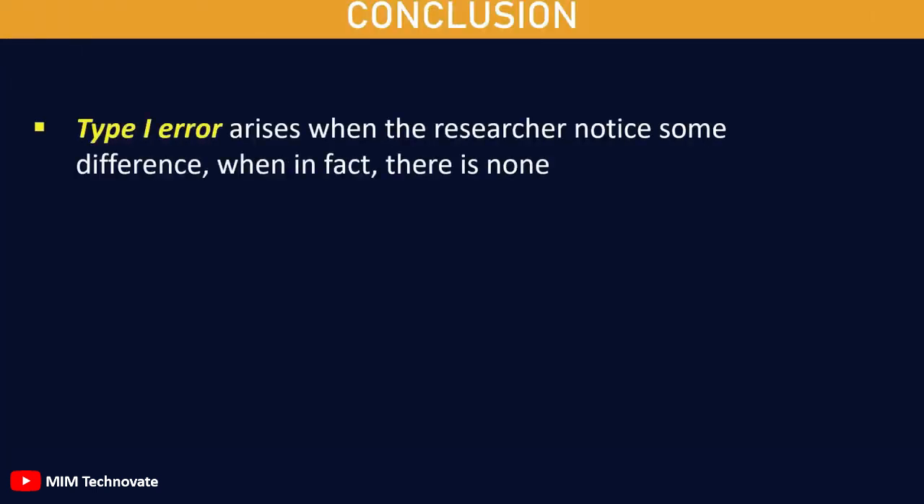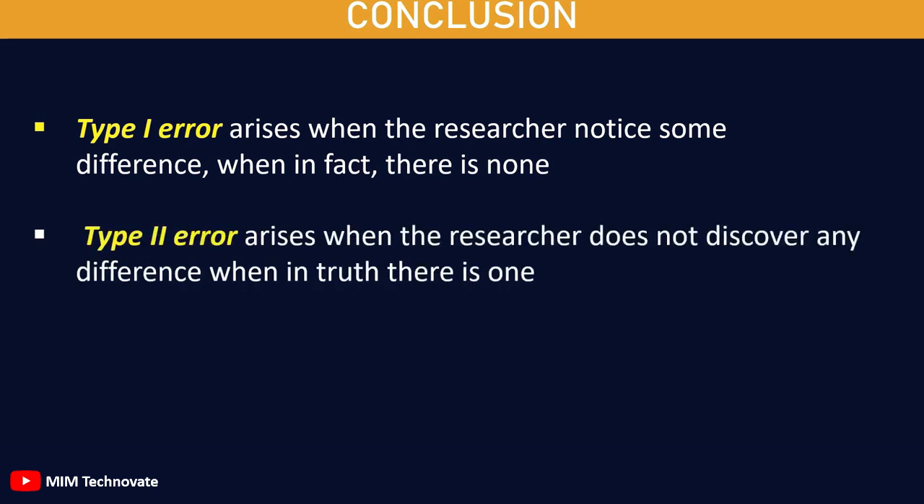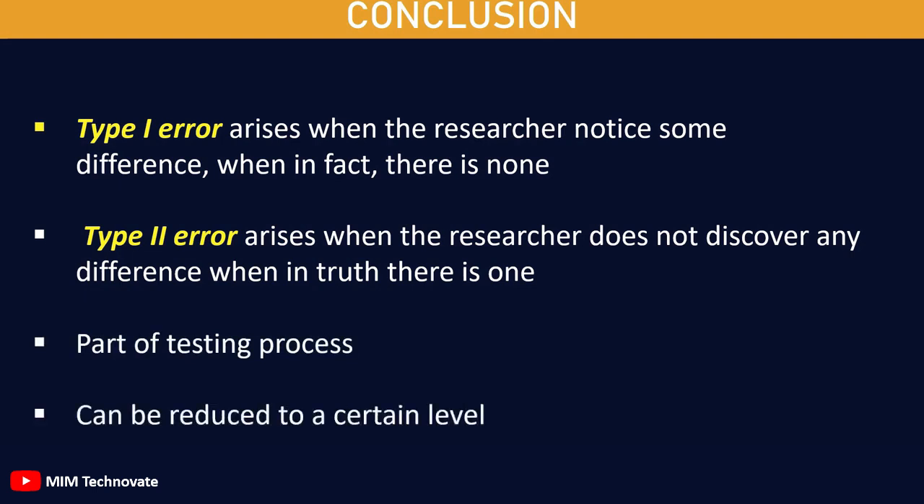Conclusion: Type 1 error arises when the researcher notices some difference when in fact there is none. Whereas type 2 error arises when the researcher does not discover any difference when in truth there is one. The occurrence of the two kinds of error is very common as they are a part of testing process. These two errors cannot be removed completely but can be reduced to a certain level.